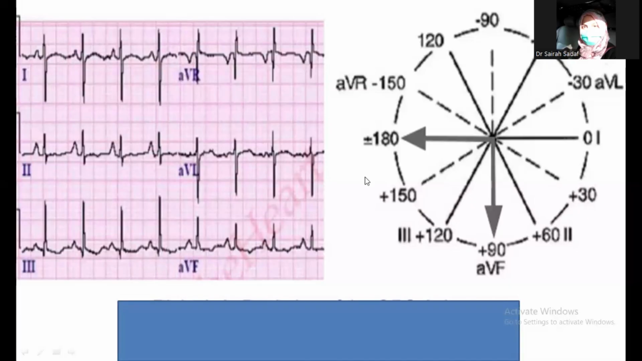The people who are saying it's right, yes, it's right. Why is it right? We have a negative in lead 1 and a positive in AVF. So it is the right axis deviation. Yes, this is a right axis deviation. Yes, Jennifer, you are right now.